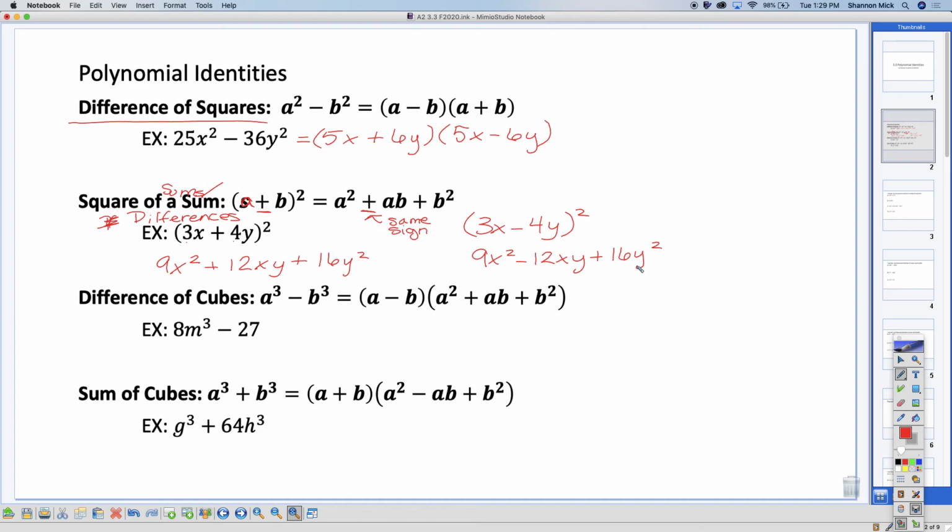So similar to the square of sums and differences, right? But that middle sign is the opposite on difference of cubes. So take the cube root of a, same sign, cube root of b. Square a, opposite sign, multiply ab, plus b squared. Okay, we can come back to the last one.